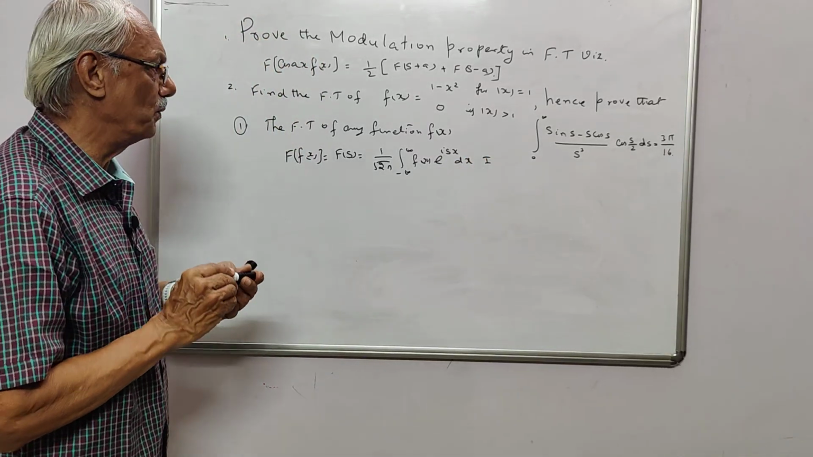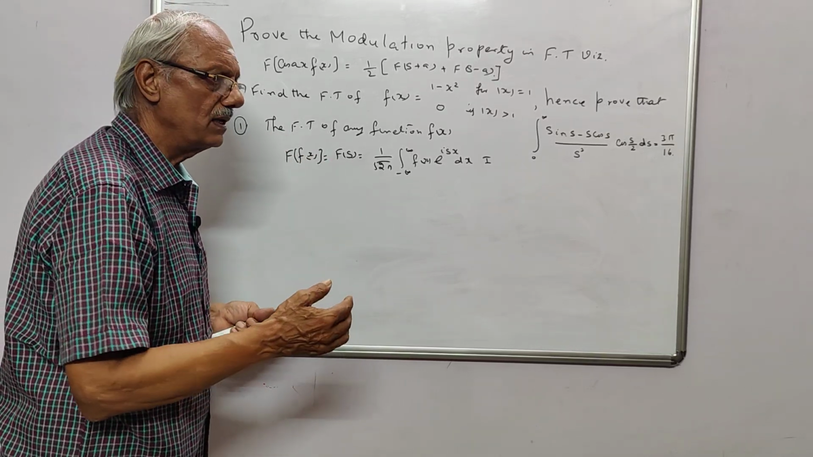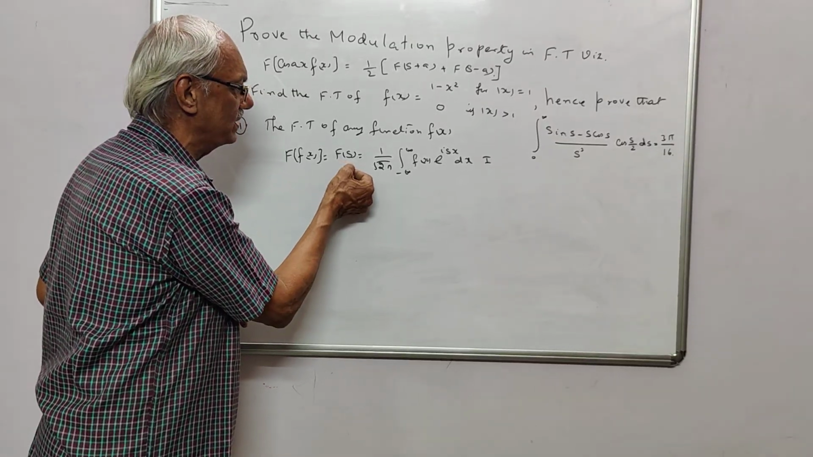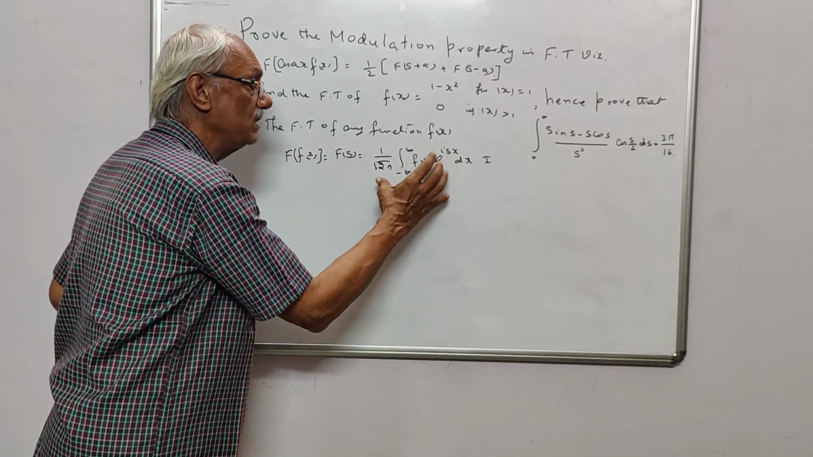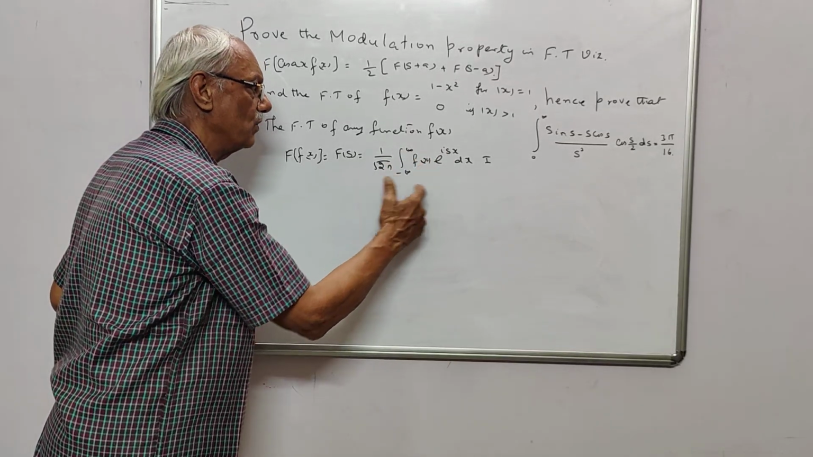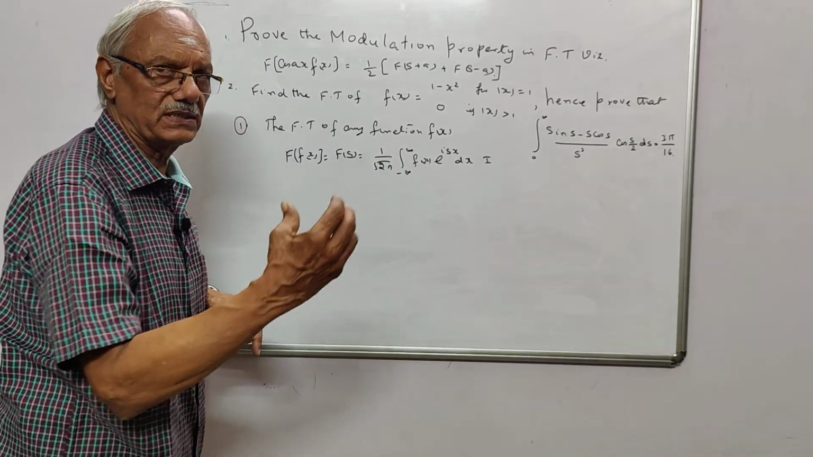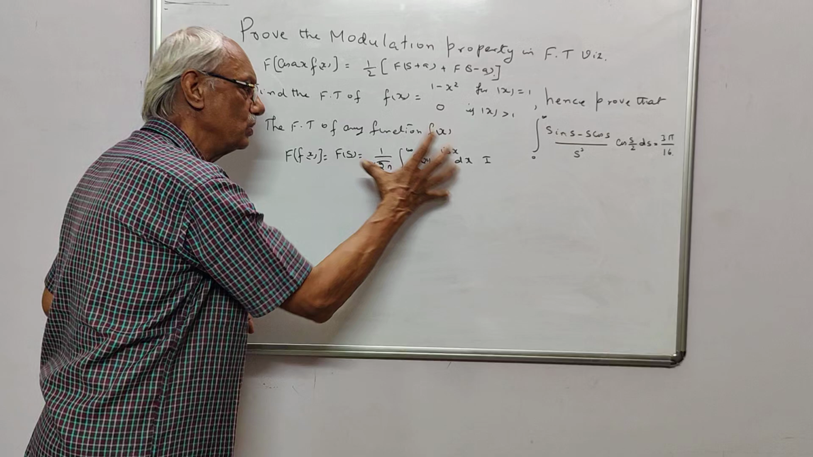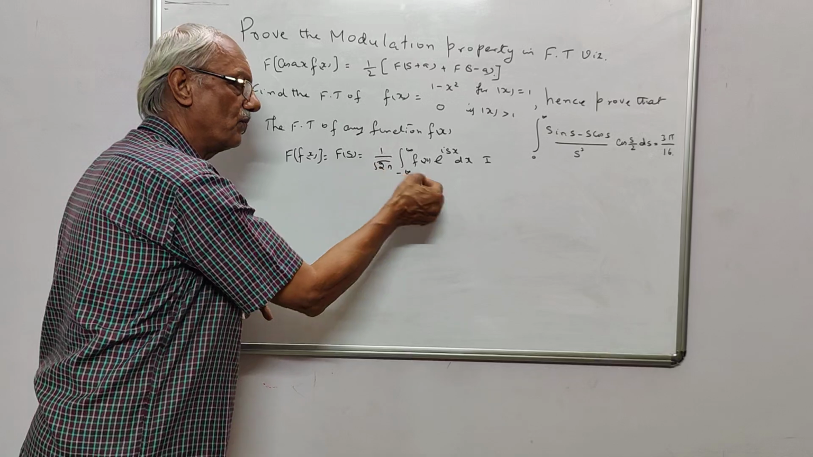This is very important. This is the Fourier transform of a function f of x. Why do I put F of s here? Because if you integrate this, on integration you will get it as a function of s. The integration will be purely in terms of s, and therefore F of s is given.